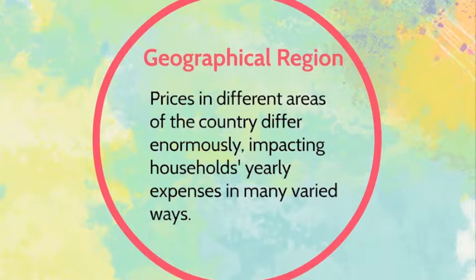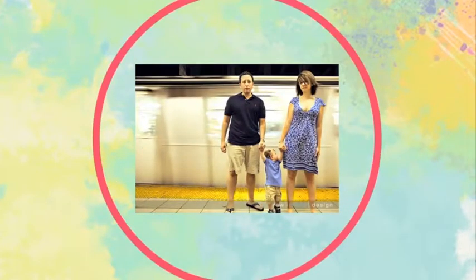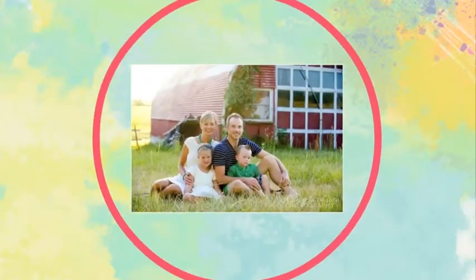Prices in different areas of the country differ greatly and impact a household's yearly expenses in so many ways. A household of 3 living in New York City spends much more on FCSU than a household in rural Kansas living on a farm, specifically housing and food costs.